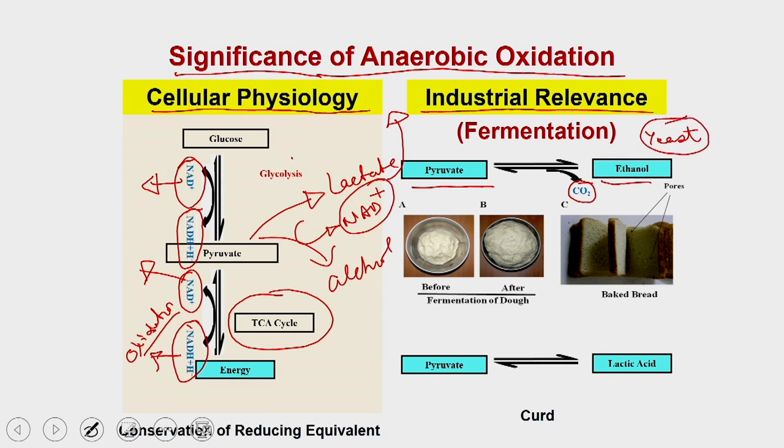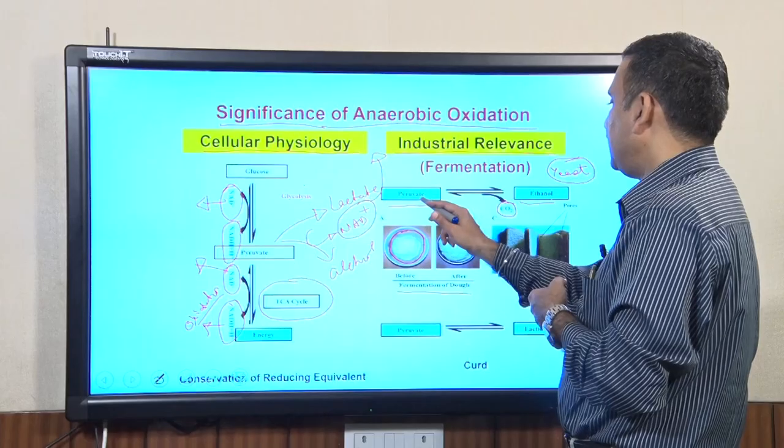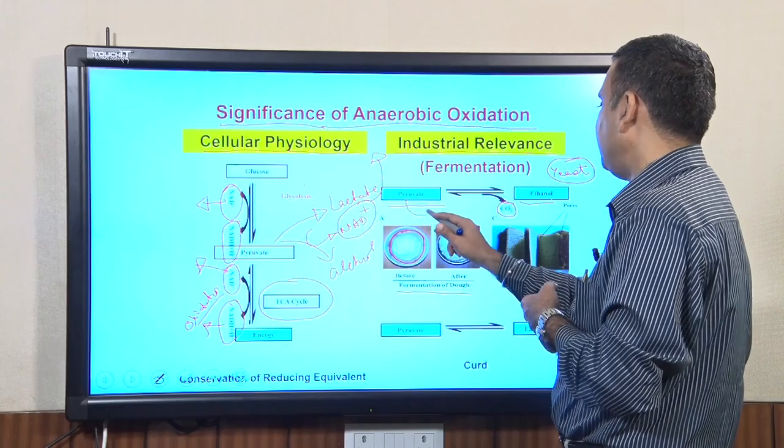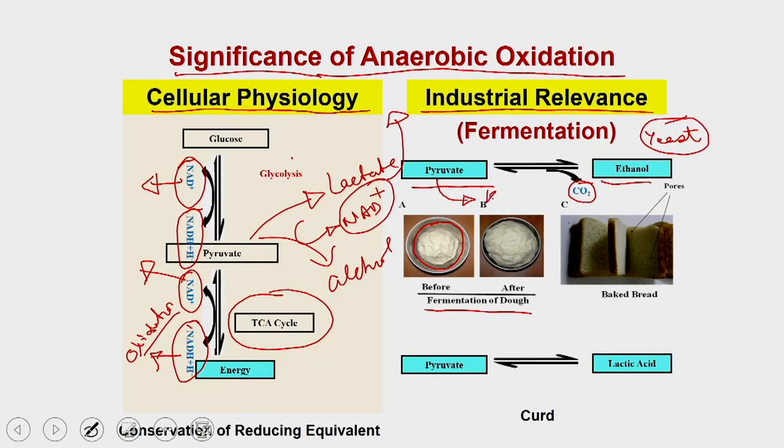So that can be used for two purposes. One, which we have already discussed: if you are trying to make bread, what you have to do is take a small amount of dough and mix it along with the yeast organisms. What will happen is, because it is a dough and there is an anaerobic condition inside the dough, the yeast will run its glycolysis to produce pyruvate, but it cannot mobilize that pyruvate to generate energy in the Krebs cycle.